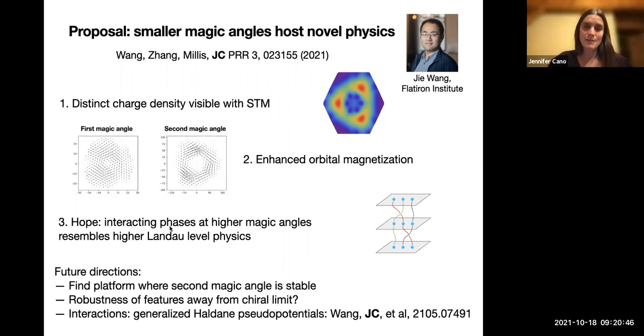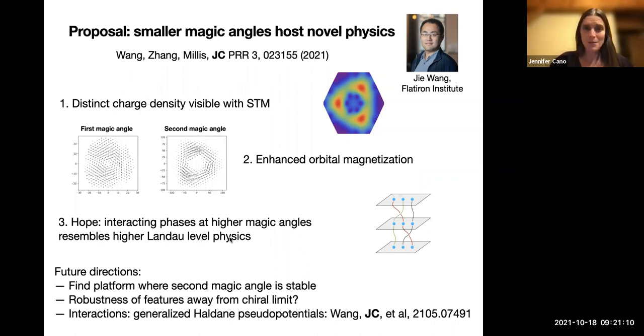And so if I want to be very optimistic, I can draw a connection between these flat bands and the Landau levels. And then if the first magic angle is analogous to the first Landau level, then the second magic angle would be analogous to the second Landau level. And so therefore, we might hope that we could see different types of exotic correlated phases at the second magic angle, resembling those that are found at the second Landau level.